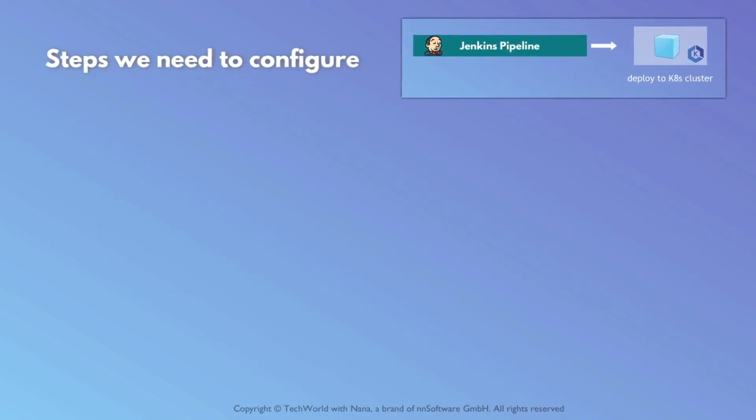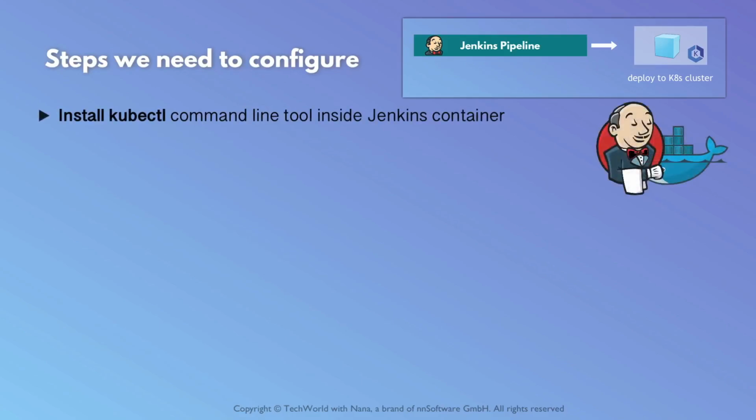First of all, we're going to need to install kubectl command line tool inside Jenkins container, because we're going to be executing kubectl commands within the pipeline. So we need that command to be available when running Jenkins Pipeline. And the way we're going to do that is directly installing the tool inside Jenkins container.